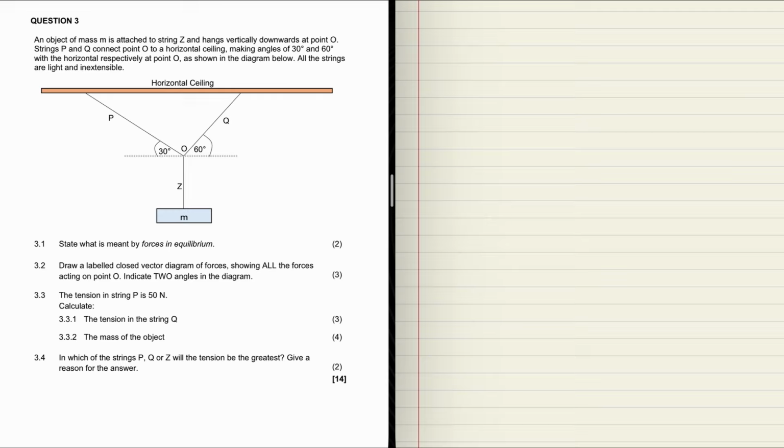Let's take a look at question 3. An object of mass m is attached to string Z and hangs vertically downward at point O. Strings P and Q connect point O to a horizontal ceiling, making angles of 30 degrees and 60 degrees with the horizontal respectively at point O, as shown in the diagram. All the strings are light and inextensible. Question 3.1, state what is meant by forces in equilibrium. So important for us to know here that the definition of forces in equilibrium means that the net force acting on the object is 0.